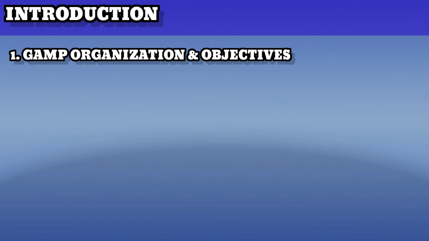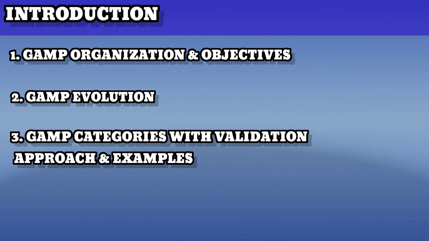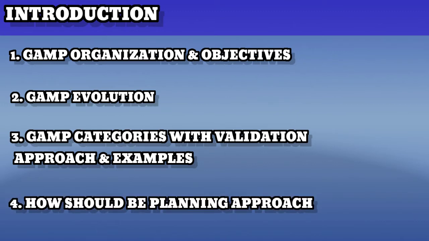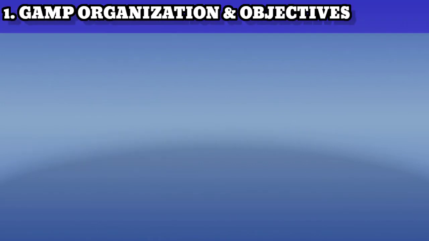So now let's get started with the key factor, that is GAMP5. In this video, we are going to see first of all the GAMP organization and its objectives. Secondly, we are going to see the GAMP evolution. Thirdly, we are going to see the GAMP categories with validation approach and examples. And lastly, we are going to see how the validation approach should be for GAMP.